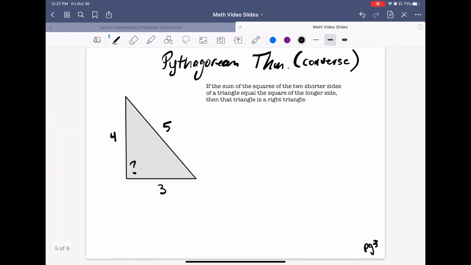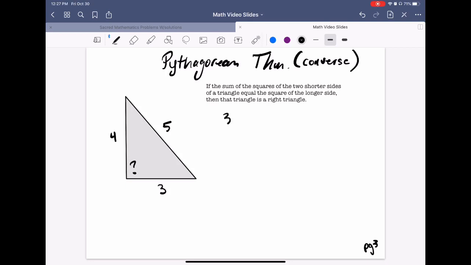Now, this theorem also has a converse. If the sum of the squares of the two shorter sides of a triangle equal the square of the longer side, then that triangle is a right triangle. And so here I have a triangle. It's a 3 for one leg, 4 for the other leg, and 5 for the long side. I can't call it a hypotenuse because I don't know if it is a right triangle or not.